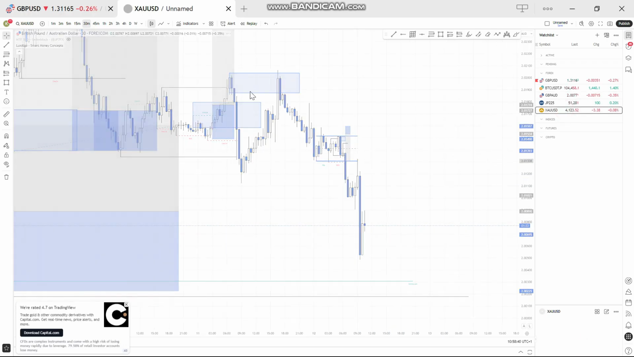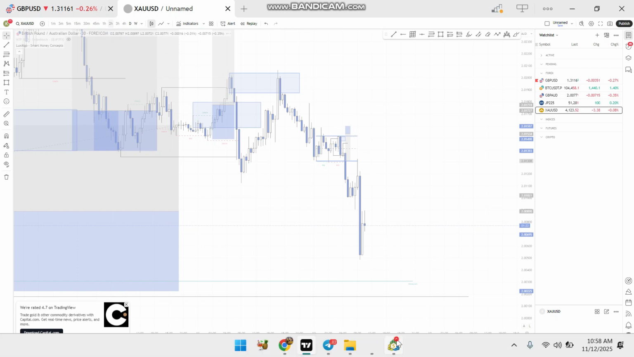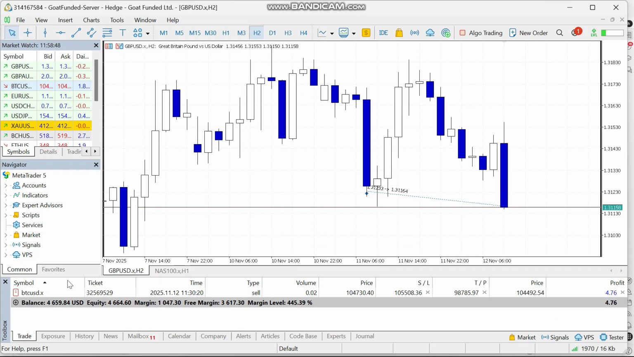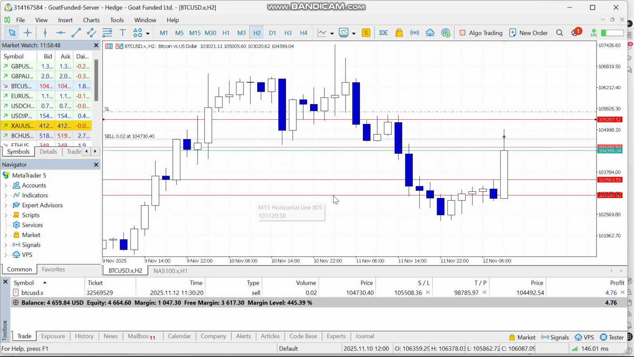Then on gold, I'm seeing something, but I want to stick to my original bias. On gold, sorry, my network is a bit sloppy. So while that's loading, we jump to BTC, jump to MT5.